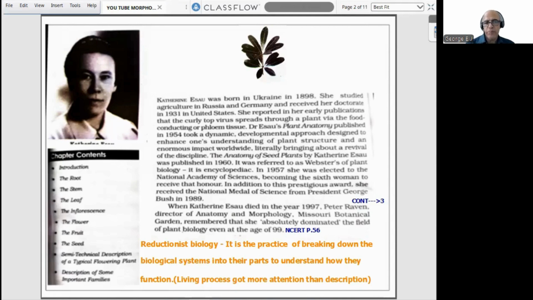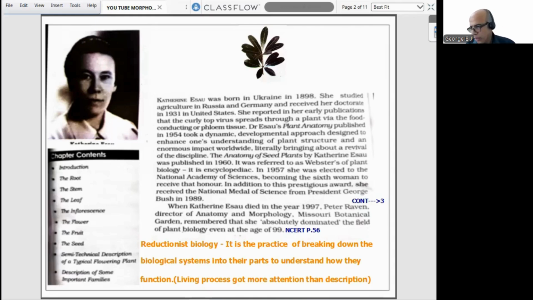And below it, I explain what is meant by reductionist biology. Many ways we can define it, in the most simple manner: it is a practice of breaking down biological systems into their parts to understand how they function. In other words, it is the living process that got more attention than descriptions. That is the meaning of the term reductionist biology.